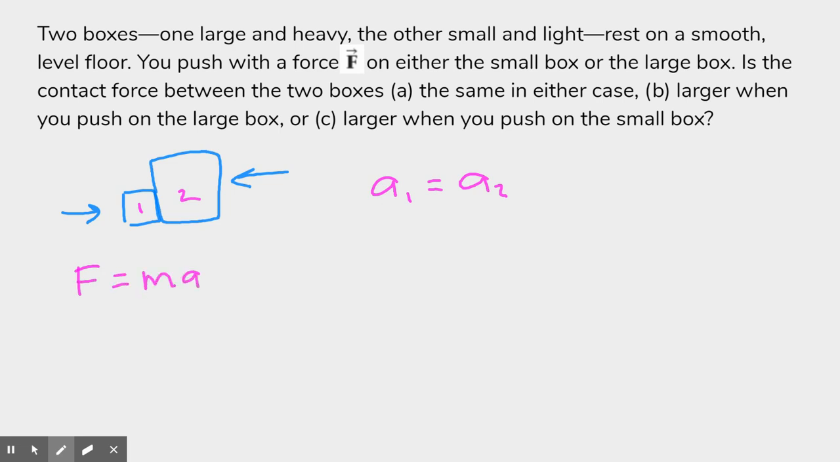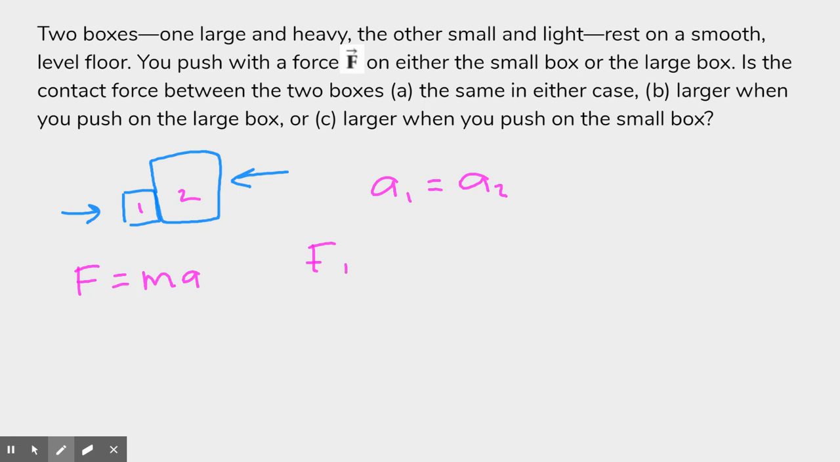So these boxes are resting, which means the net force on them is 0. But if we apply a force to either the first or the second box, what would happen? Well, let's take a look. Since the accelerations are the same, the acceleration won't affect our overall force. Let's go ahead and look at that first box, F1.